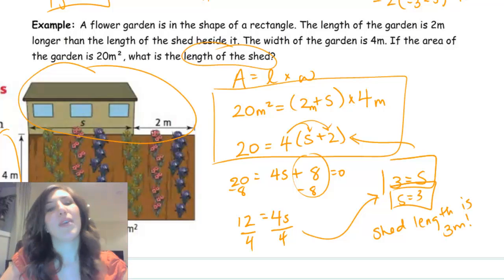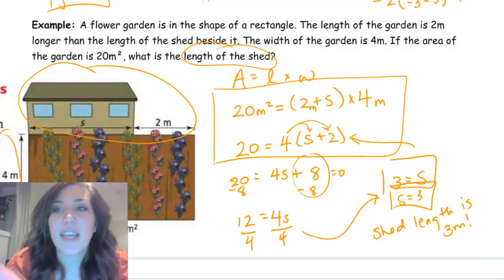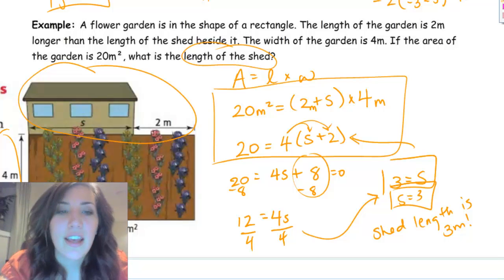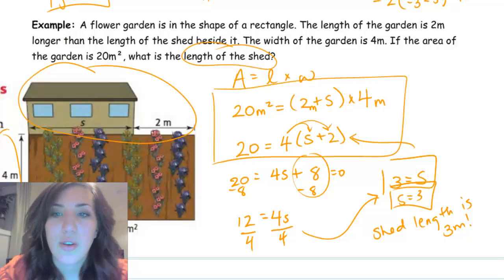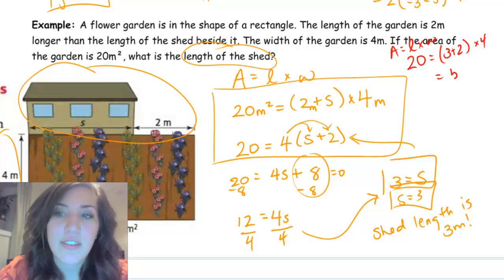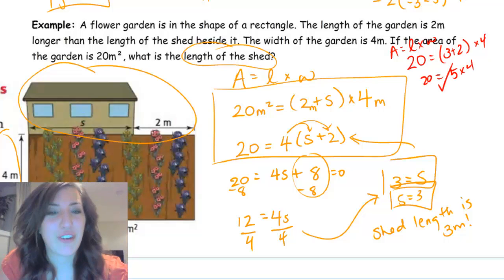Let's double check, because if it indeed is 3 meters, then the area should still equal 20. So 20 is our area. Area equals length times width. Does 20 equal 3 plus 2 times 4? So 3 plus 2 is 5 times 4. And yes, that does indeed equal 20. 5 times 4 would give us an area of 20. So yes, the shed is 3 meters in length.